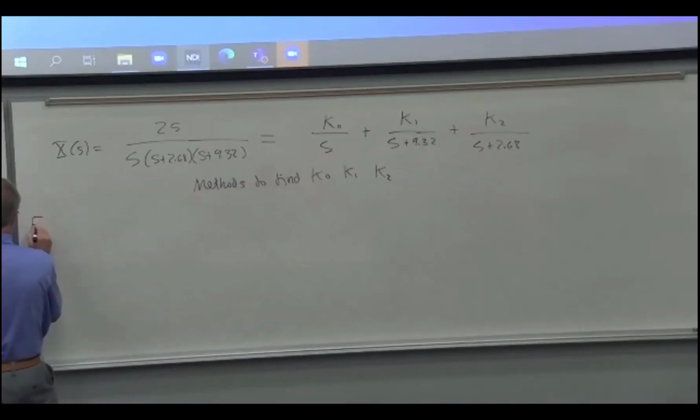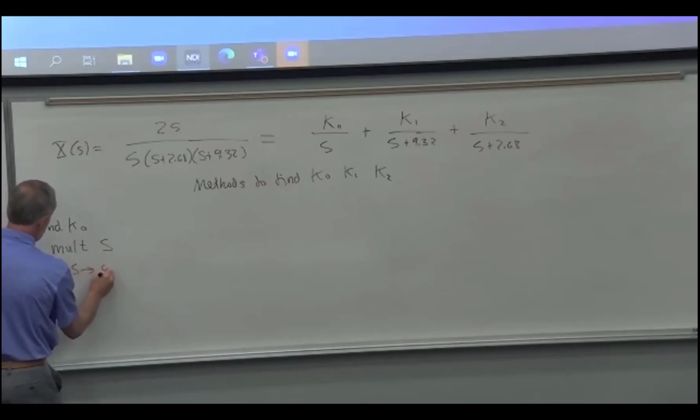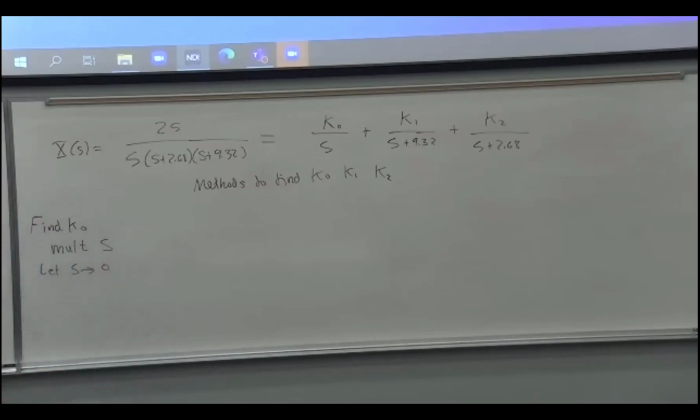Like all of the roots here are different. The root here is 0, this is minus 9, this is minus 2. If you have all different roots, there's a real easy way to find K0. So to find K0, we multiply by the thing that's under it. And then we let s go to the root that goes with that one. All right, so the s equals 0 root goes with that factor.